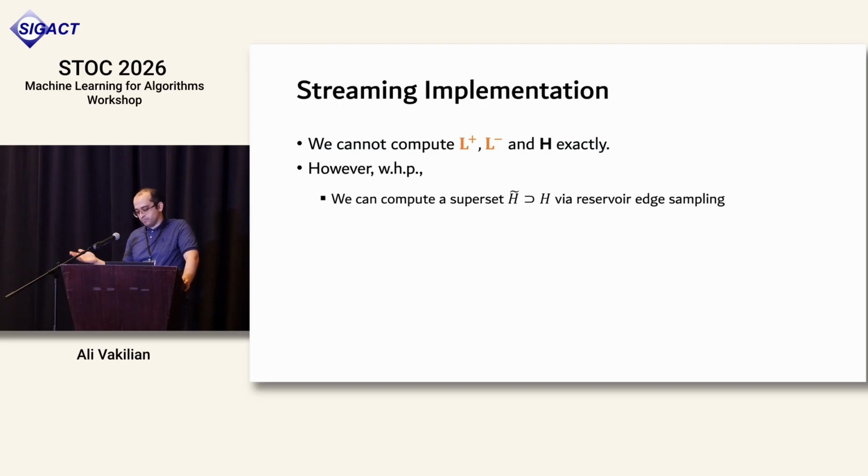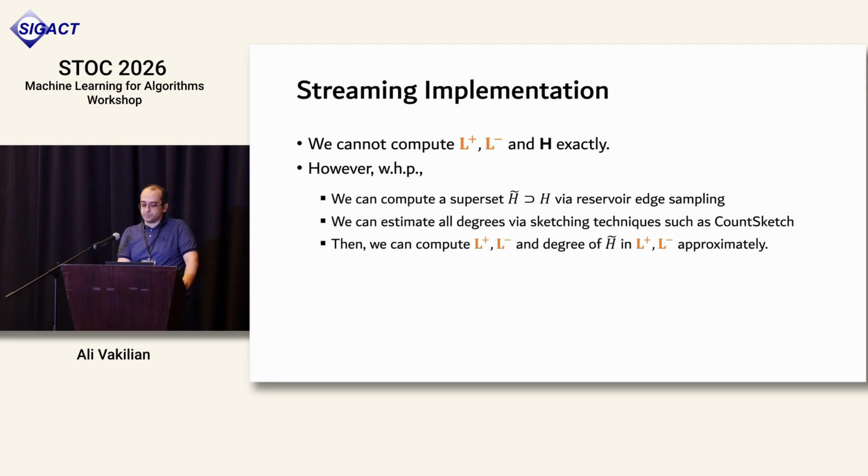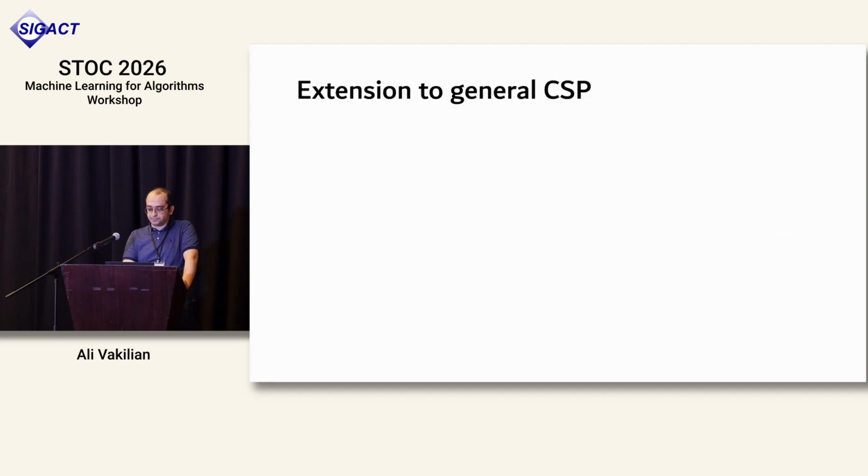Yeah, so there are some challenges with the streaming implementation for sure, because we don't know a priori who the high degree or low degree vertices are. So we need to do some sort of sampling and also keep some sketching of the edges of the vertices to the other vertices. But I mean, they can be done.